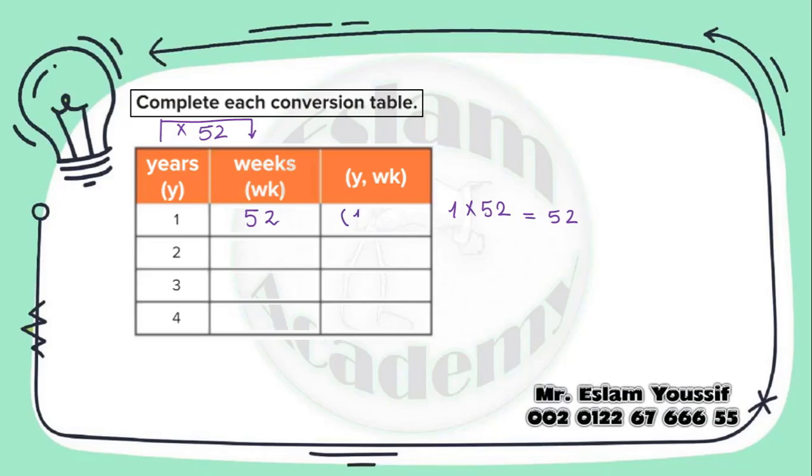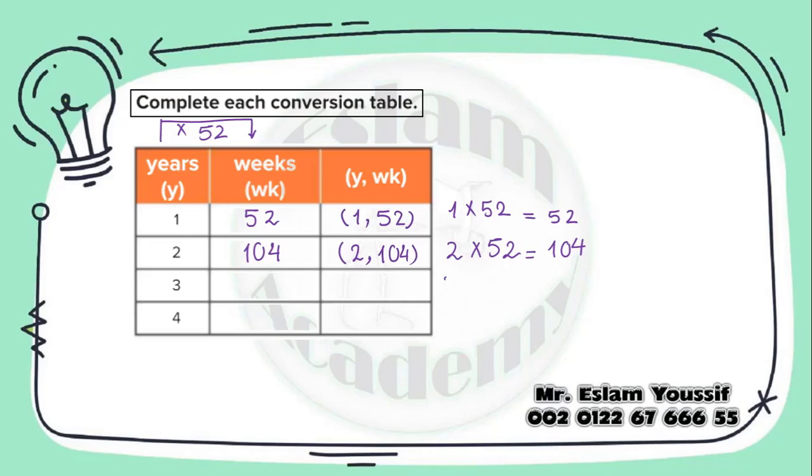So it will be equal. For each 1 year, it will be represented by 52 weeks. Now we have to rewrite 2, then multiply. We know that 1 year is equal to 52 weeks, so we multiply it by 52. 2 times 2 equals 4, and 2 times 5 equals 10. So the answer will be 104. For each 2 years, it will be equal to 104 weeks.